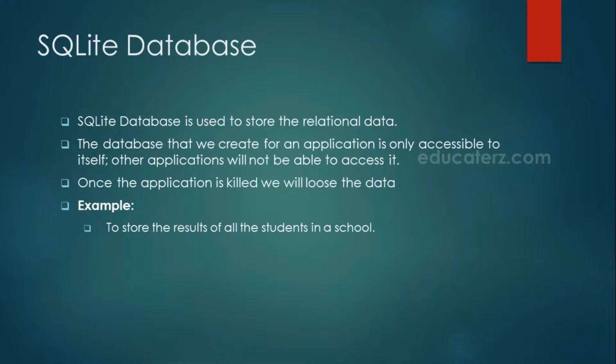The next storage mechanism is SQLite database. We use SQLite database to store relational data, meaning where the data depends upon another, the relation between every data item. The database that we create for an application is only accessible within the application. When you kill your application, it will be killed. So once the application is killed, we'll lose all the data. The example is to store the results of a student or the student details of a university or a college, where you'll have a lot of data.